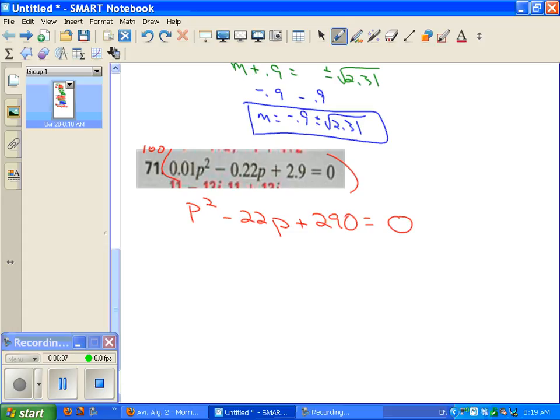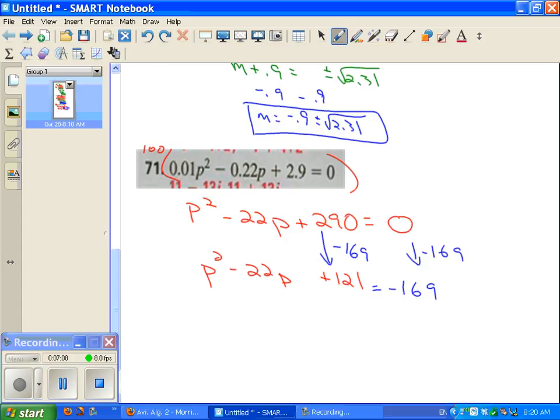So we take my b term and half it. What do you get? 11. Square it. 121. So I have p squared minus 22p plus 121. How did I get from here to here? I added a lot, 169. Yep. Okay, so I have to do the same thing over here.